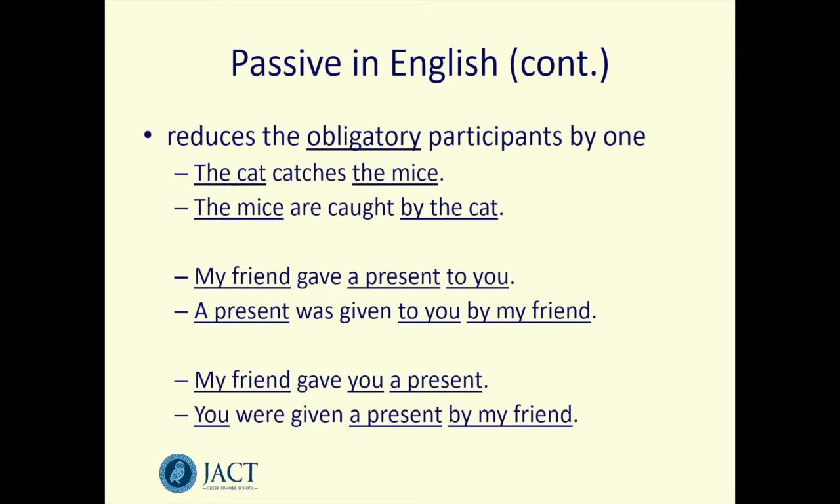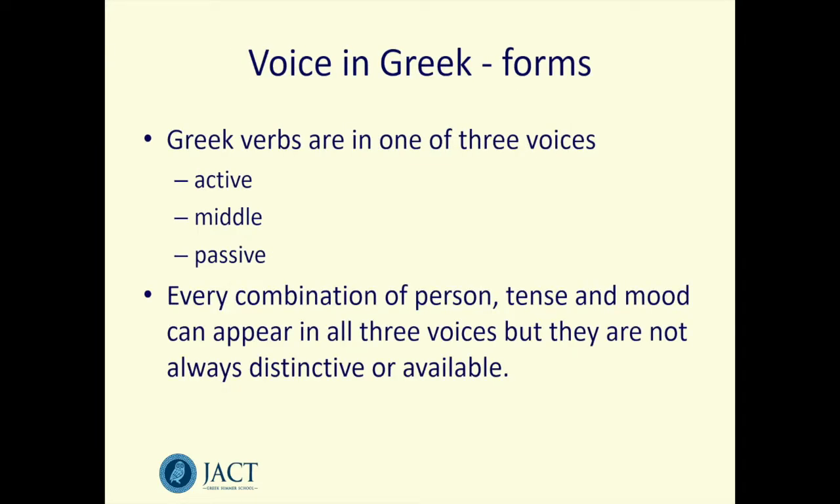Let's now turn to Greek, where we can make some very similar observations. We'll talk first about the different forms that verbs may take in Greek. Greek has three voices, active, middle, and passive, and in principle, every combination of person, tense, and mood can appear in any of the three voices. However, the forms are not always different from each other, and indeed not all verbs have all three forms available.